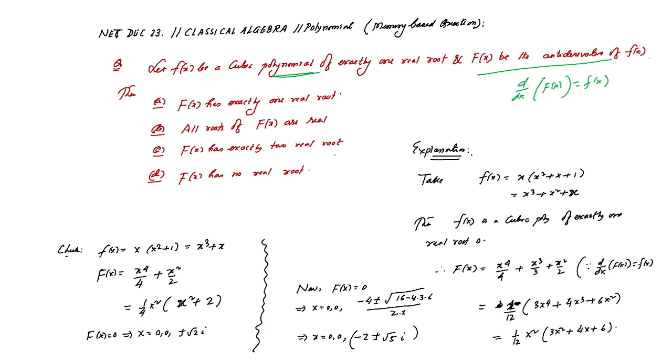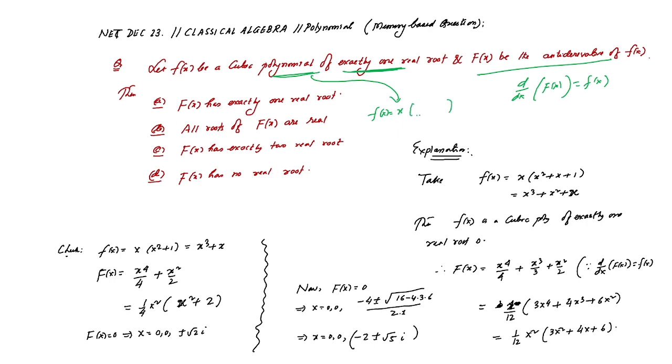So now we come to the explanation. Here you can justify with a simple example. Just think about your f(x). The condition is f(x) is a cubic polynomial. Obviously, f(x) is continuous, and the degree is basically 3. And it has exactly one real root. So how to produce a polynomial with exactly one real root? Just take f(x) equals x.